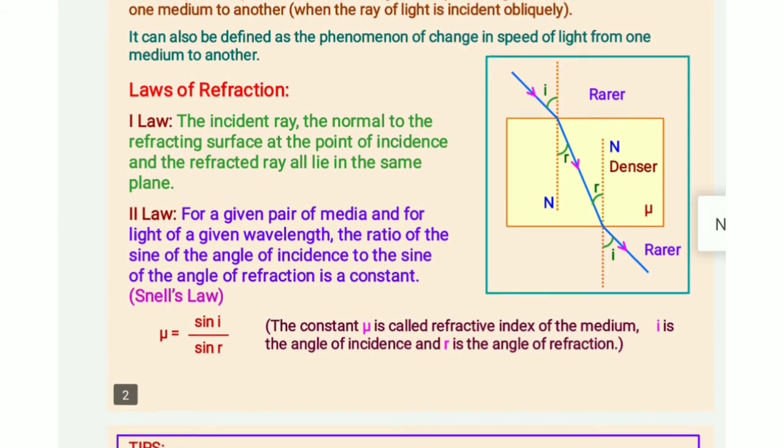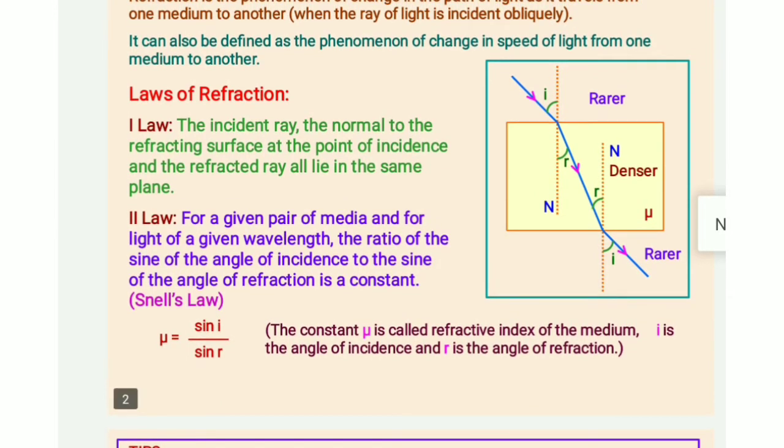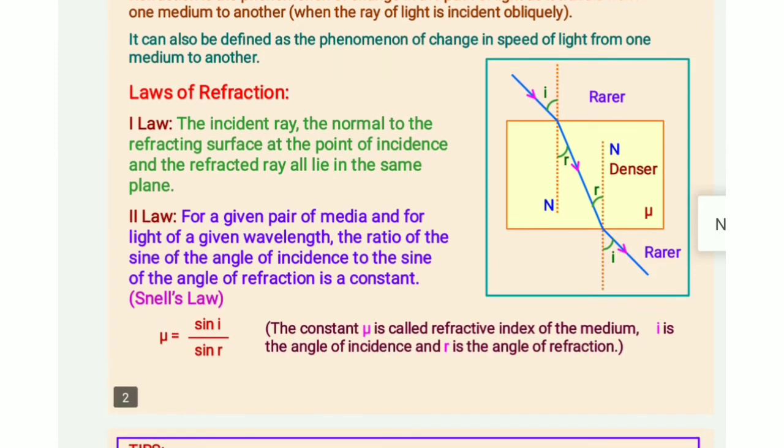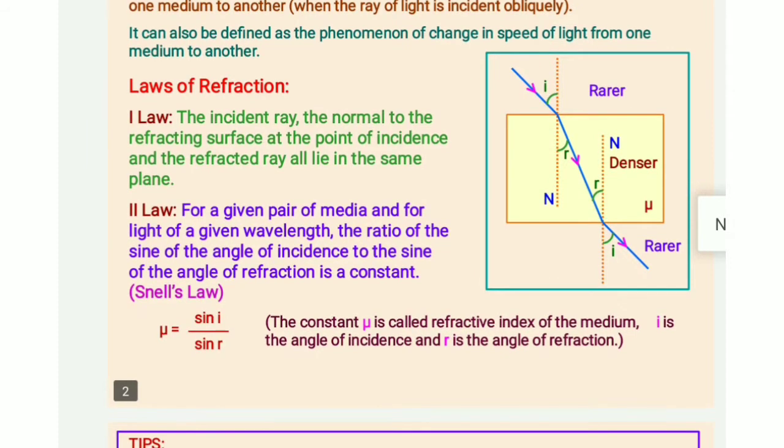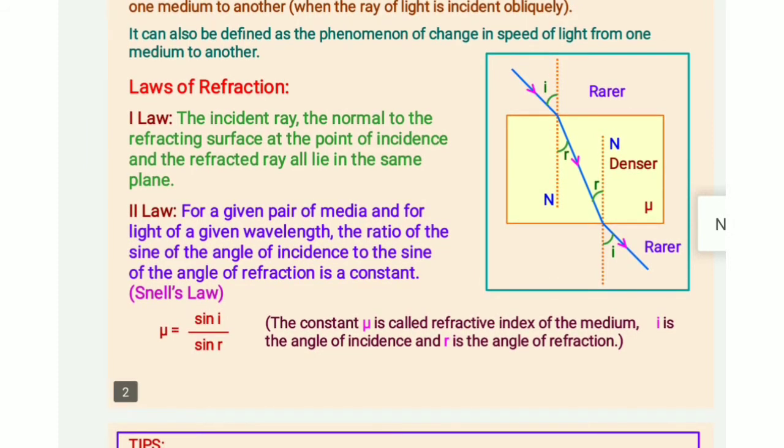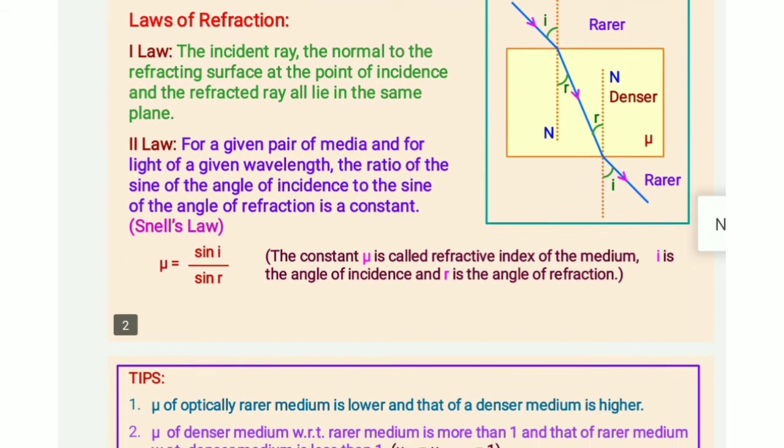You already know that with the help of the refractive index we find the speed of light in one medium with respect to another medium. Suppose we have a given medium through which the light is traveling from one medium to another medium, then we can find out its refractive index, and that will always remain constant. That is what Snell's law states: the sine of the angle of incidence and the sine of the angle of refraction is equal to a constant.